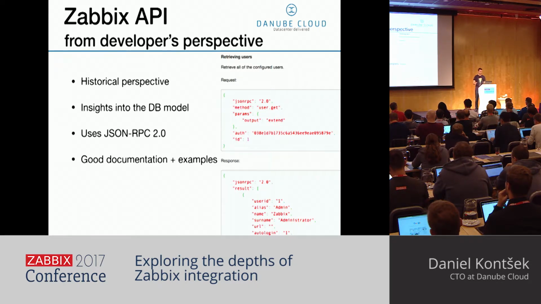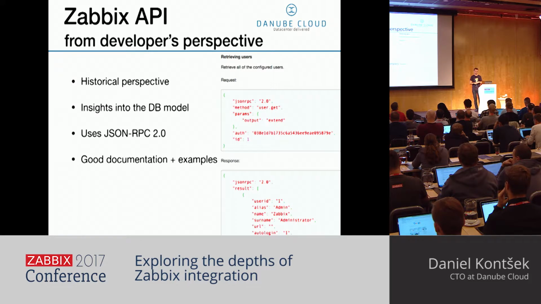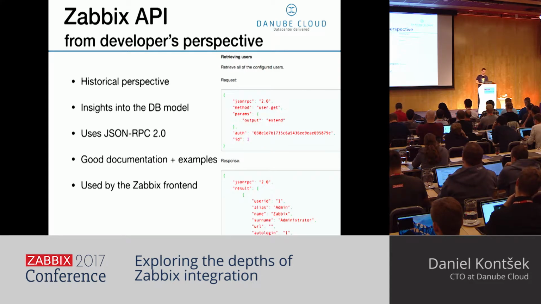What's really great about the API is that it has really good documentation, and far more important, it has examples. I have to say that examples are actually awesome. You should create examples for your API, because they enable developers to visualize the output when they do their code, and they can write the code faster. And it's used by the Zabbix frontend, and this may seem not that important, but I think around 1.9, 2.0, the frontend started to use the API more and more.